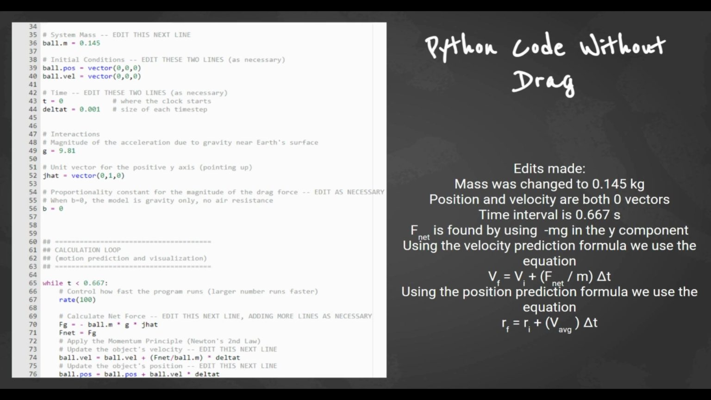It's starting with zero speed, and the time interval I chose was 0.667 seconds because that's how long our video on Tracker was. And then for finding F net, we just used gravity and j hat, which is the unit vector in the y direction, and our F net is just gravity in this case.